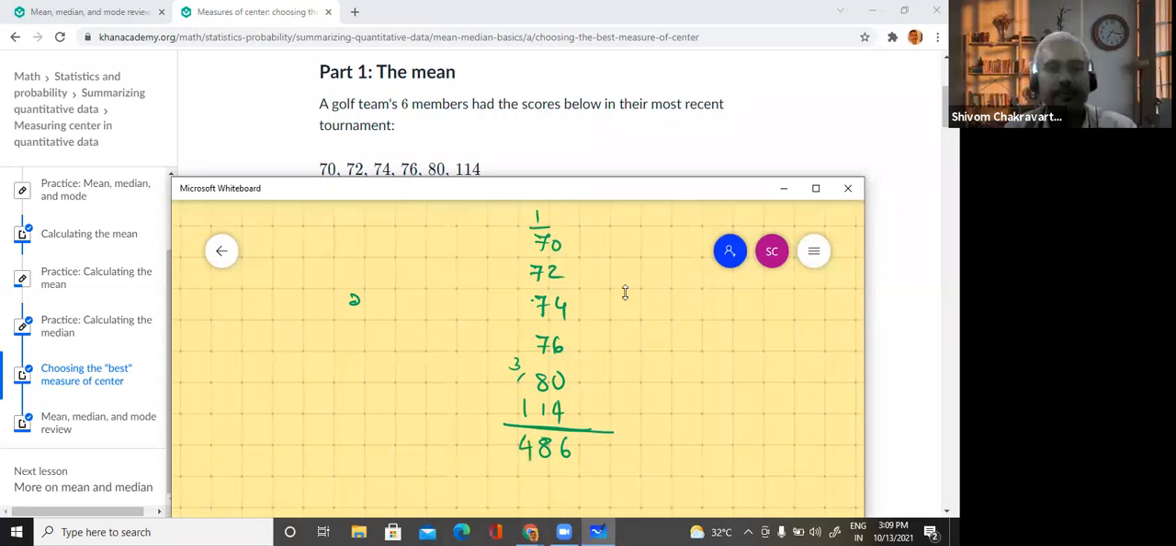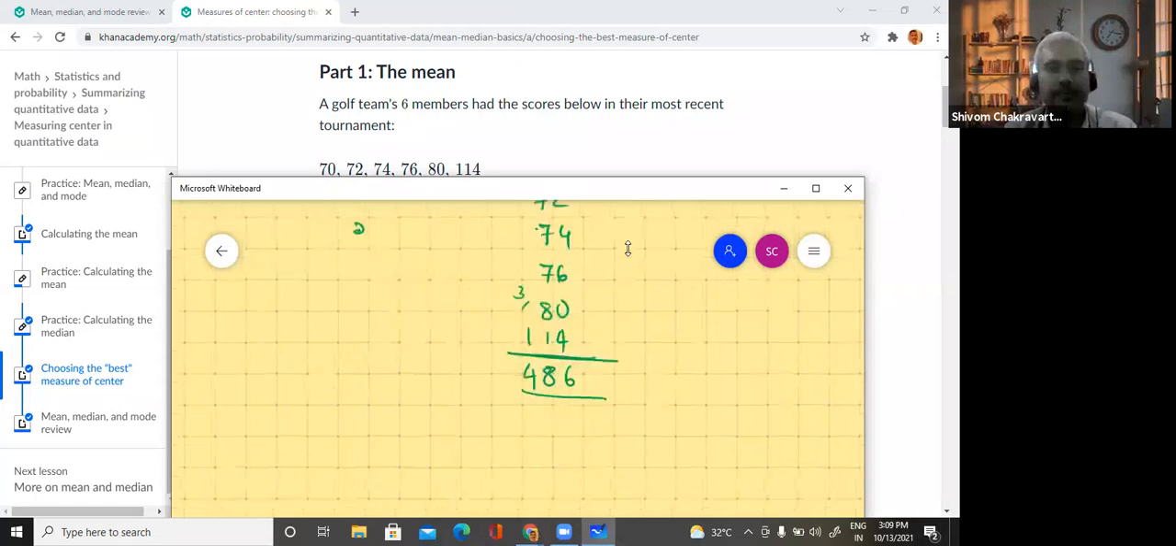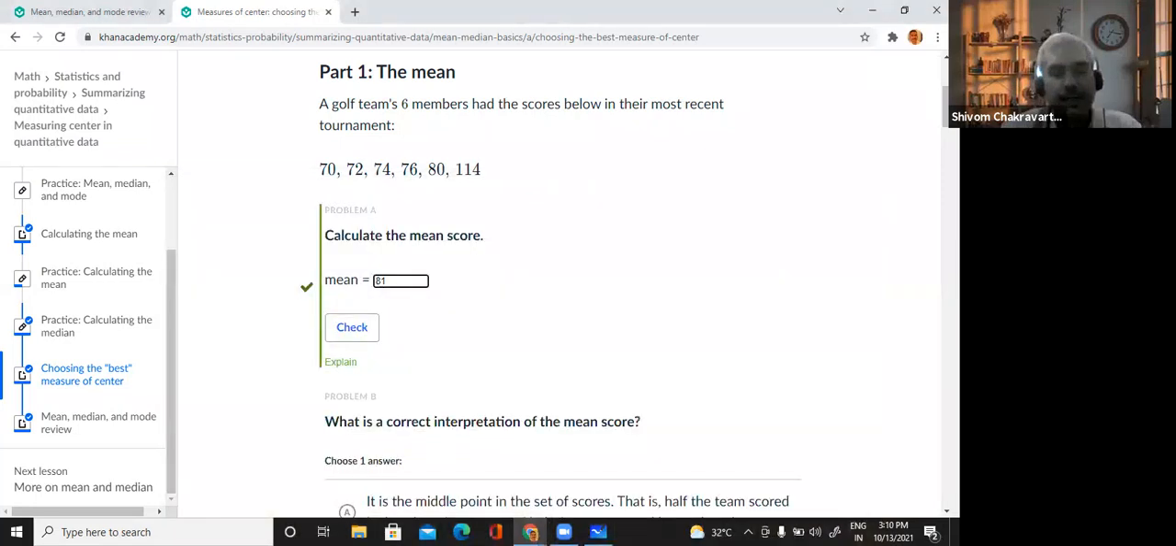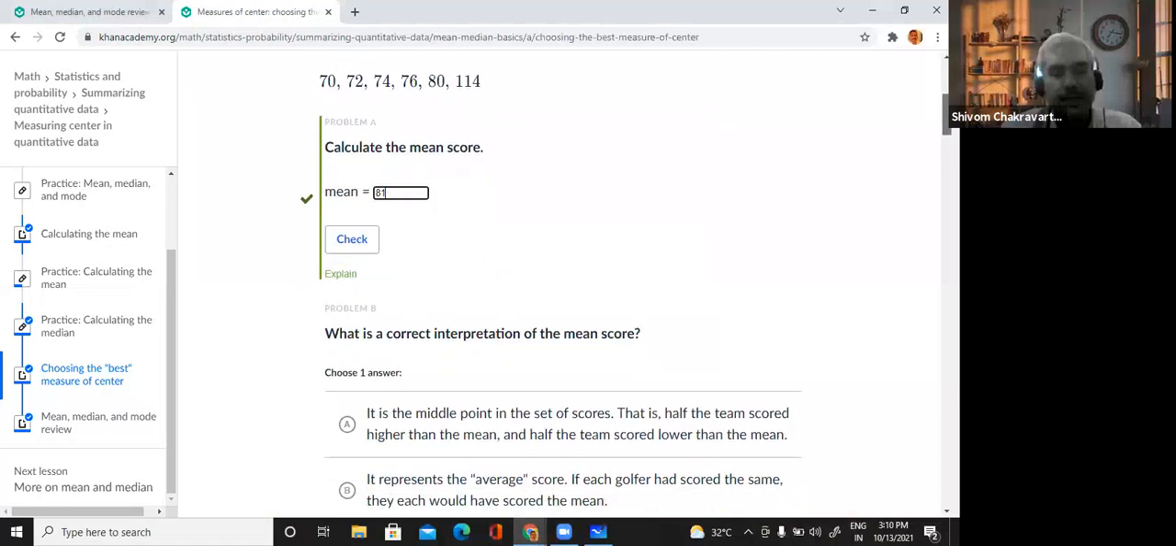6 times of 6. Check. So this is 81 means. Now it is asking for the interpretation. 81 means what?